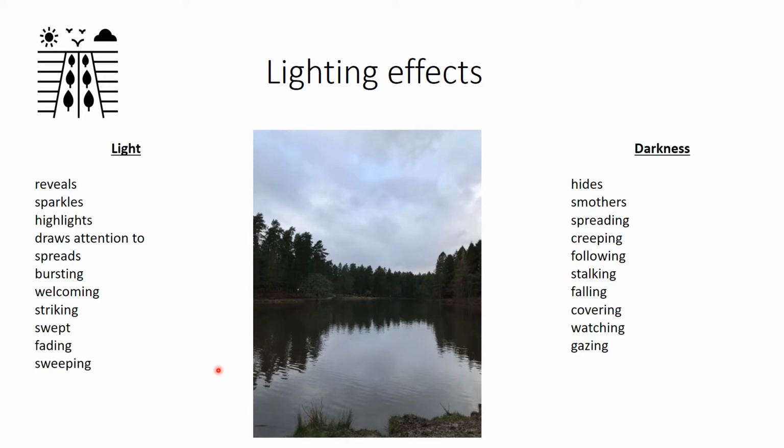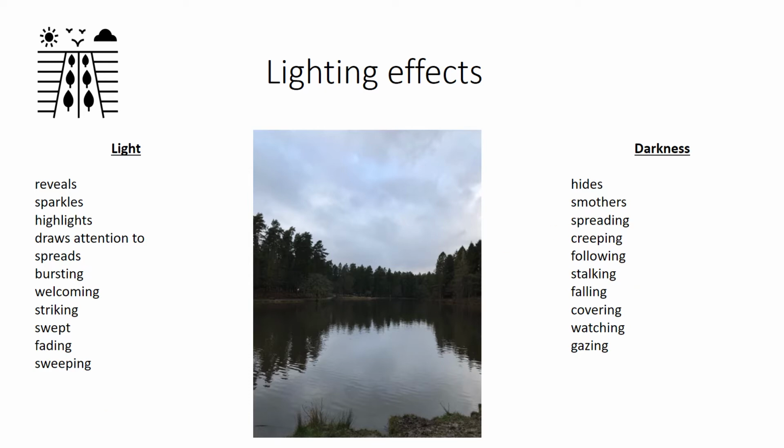But actually, you can have some words associated with light that can be quite negative. So, for example, light could be quite striking. And in terms of that, it would mean that it shows everything and it kind of blinds you in a way. And then darkness can be quite sinister if we think about how we use darkness, in that it could be creeping and stalking, which suggests that somebody doesn't know what's happening around them.